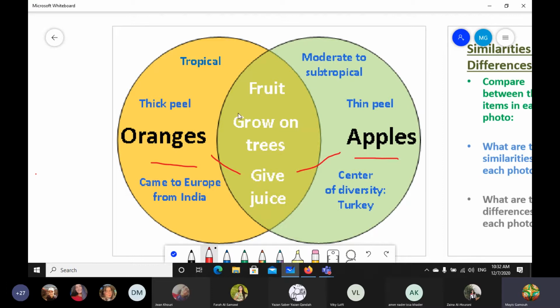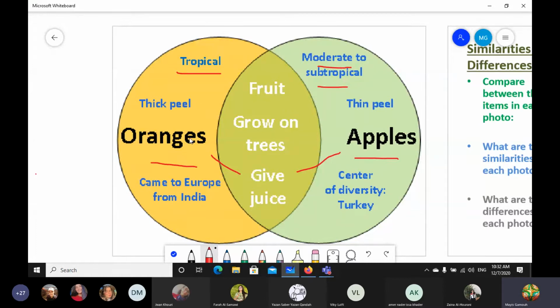Now let's talk about the differences. Oranges grow in tropical areas. Tropical, it means استوائي. Okay? However, see the term that I use, however, all right? Apples grow in moderate to subtropical. Moderate, جو معتدل, مناخ معتدل, to subtropical, لشبه استوائي.